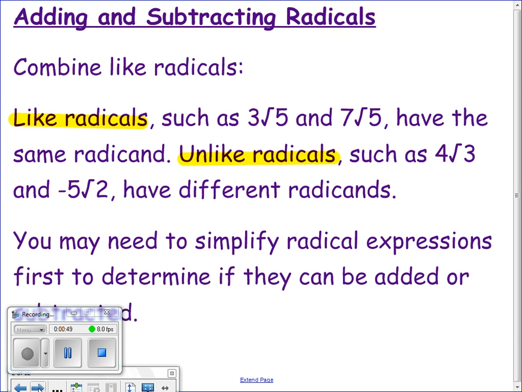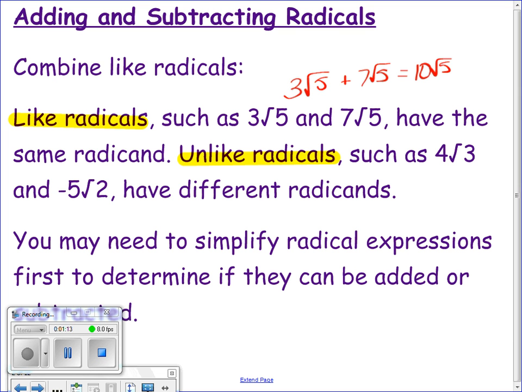So combining like radicals, such as 3 radical 5 and 7 radical 5, we could actually put these together. So if I had 3 radical 5 plus 7 radical 5, what would you tell me that is? It's 10 radical 5. Right? The radical 5s are kind of like if they both had an x, you'd put them together. Same thing here, makes them like terms.